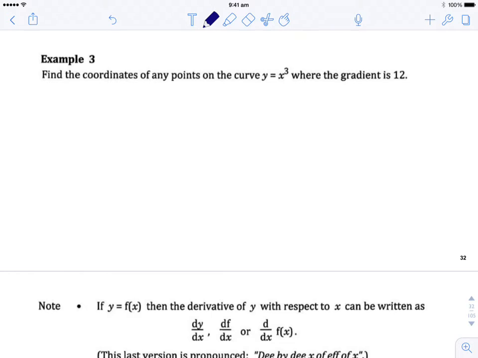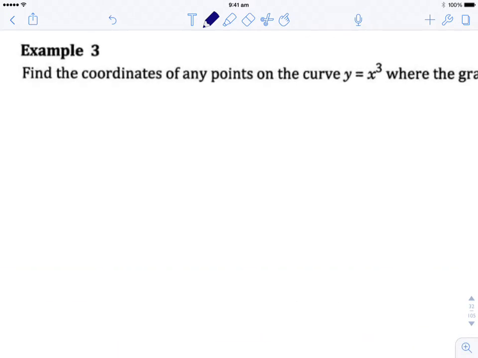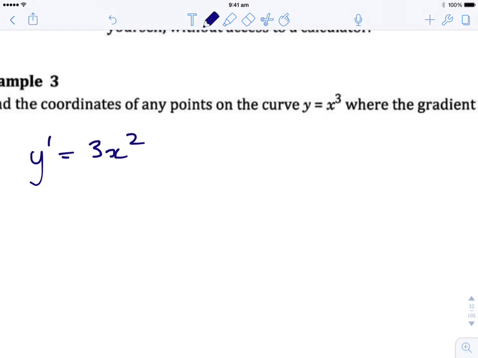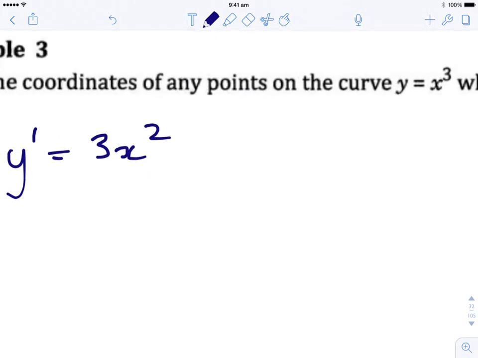Example 3, find the coordinates of the points on the curve y equals x cubed where the gradient is 12. Okay, so what is the gradient? The gradient here is number down the front, subtract 1 from the power, 3x squared. That's the gradient of the graph. And the question's saying, when is that gradient equal to 12?